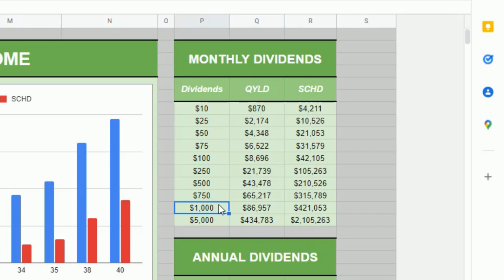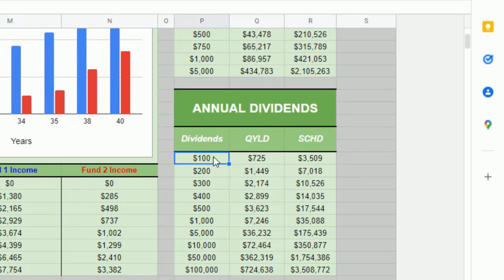If you wanted $1,000 a month in dividends or $12,000 a year, you'd need $86,000 in QYLD and $421,000 in SCHD. If you wanted $100 all the way up to $100,000 a year, you would need $724,000 in QYLD for this annual dividend number and $3.5 million in SCHD for this annual dividend number.